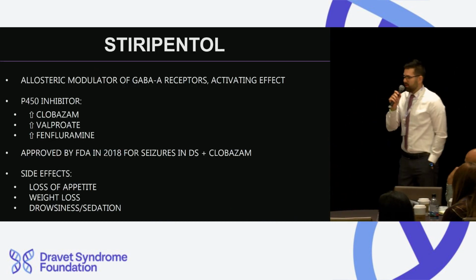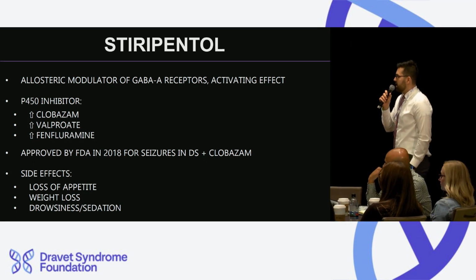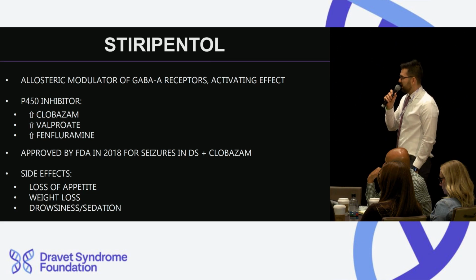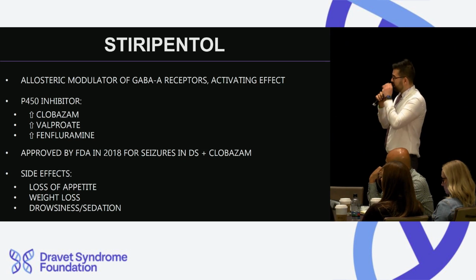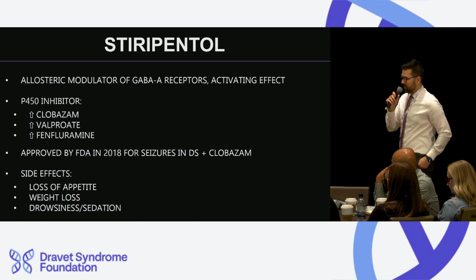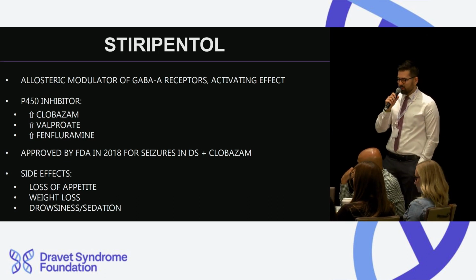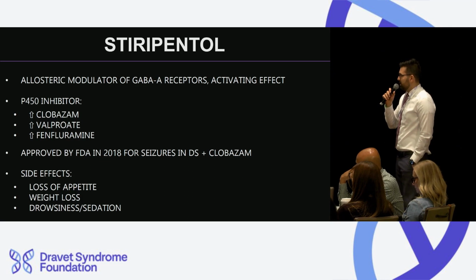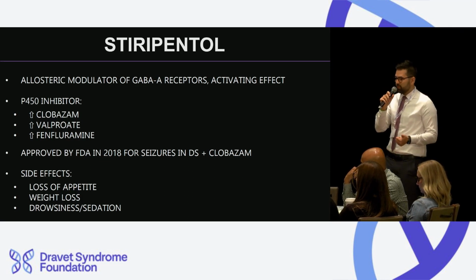Like I mentioned, stiripentol was used in Europe for a little bit longer, so they have more experience than we do. And I'll show you a clinical trial from 2000 that showed very good efficacy, so 20 plus years ago. But just to start with the basics, stiripentol works by increasing GABA, so the inhibition in the brain, with an activating effect on the GABA-A receptors. It is a P450 inhibitor, so it's important to know that it does increase the level of clobazam.